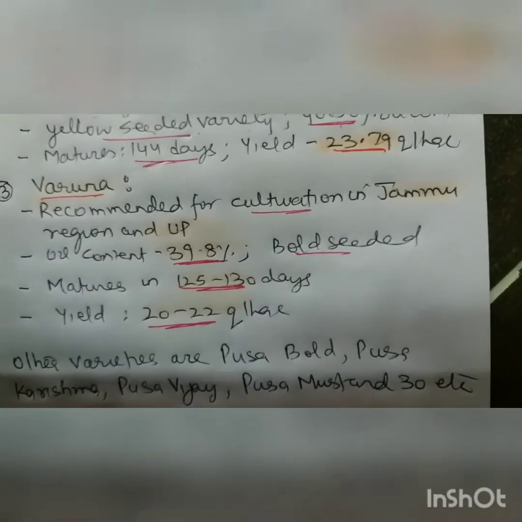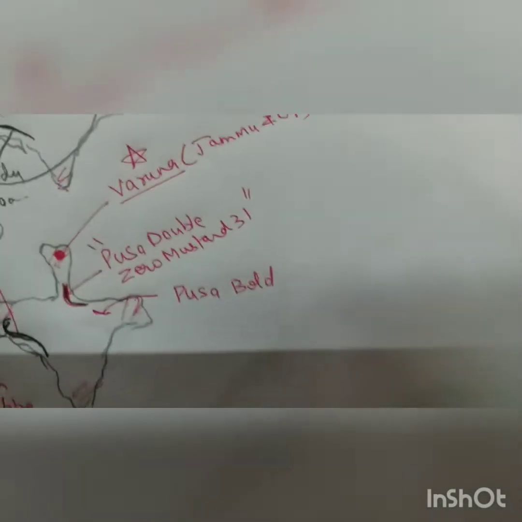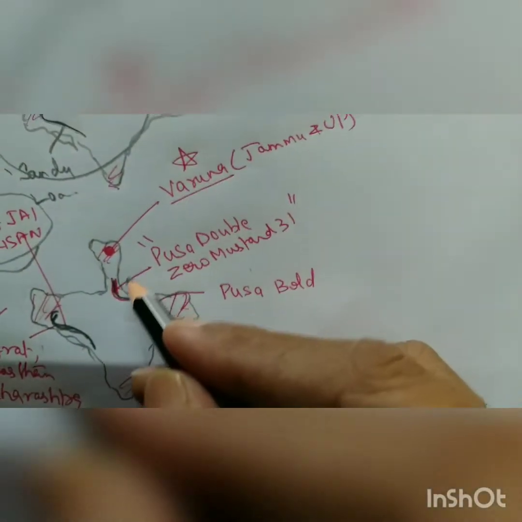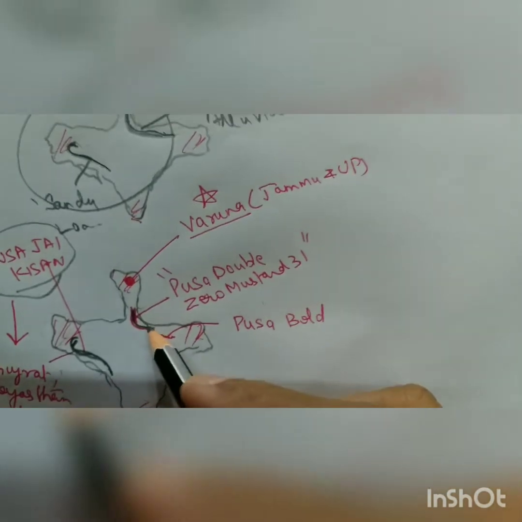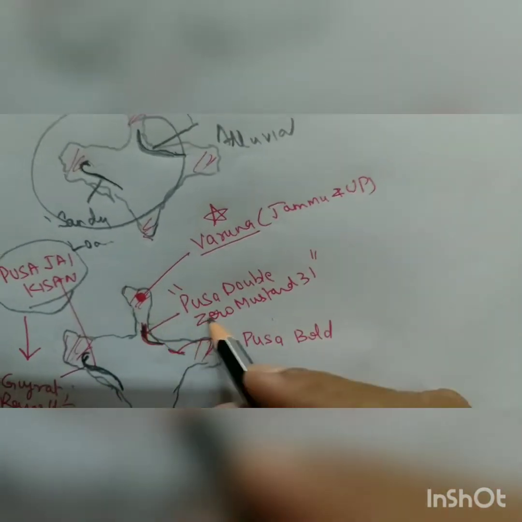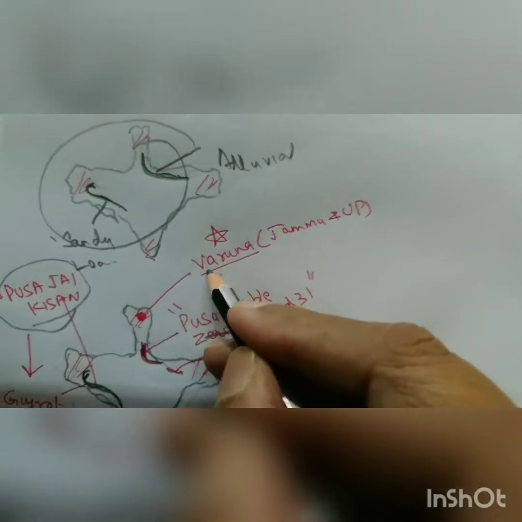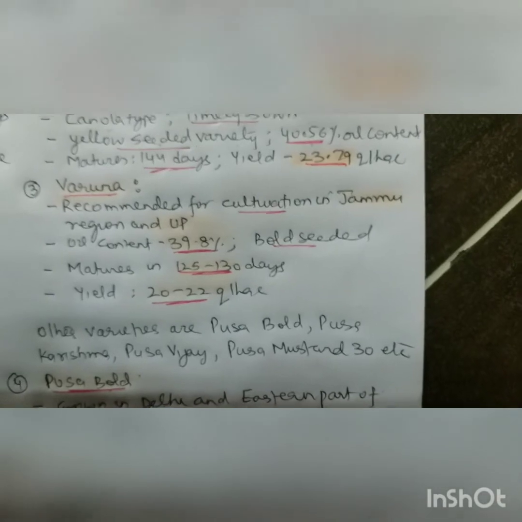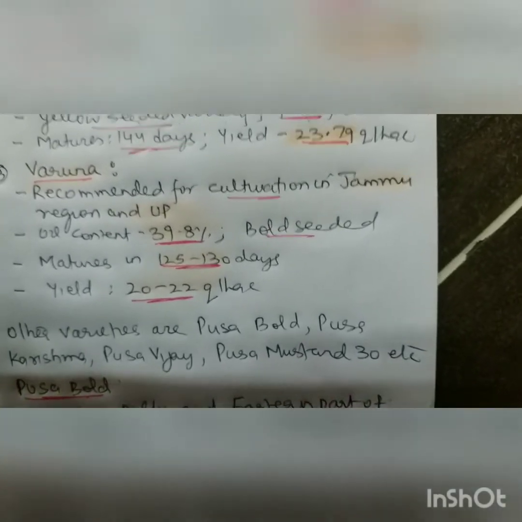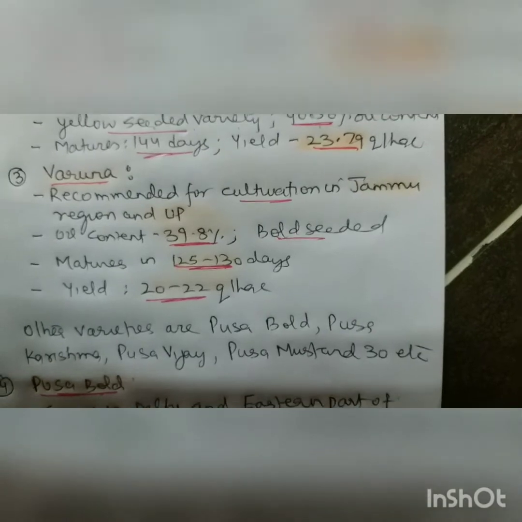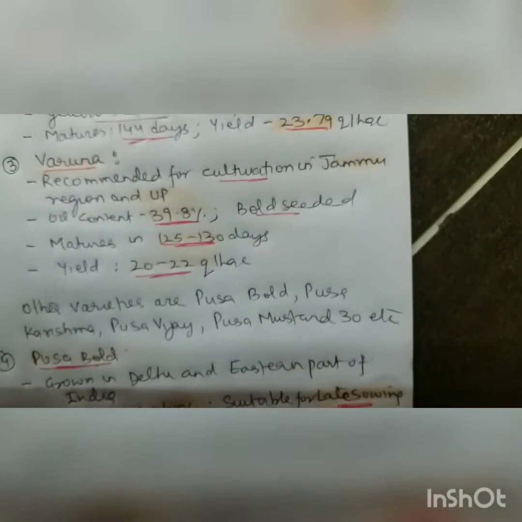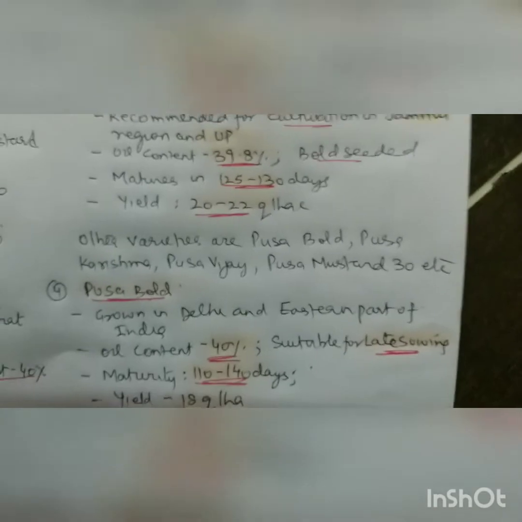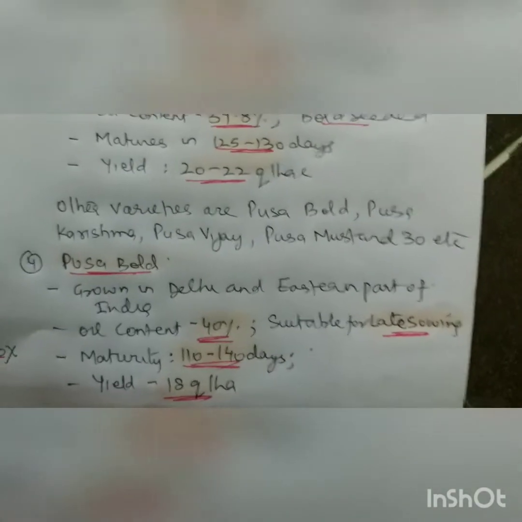Before going to Varuna, I will tell you where Pusa 00 mustard occurs. It occurs here, where the Ganga flows, right? Now Varuna I am taking. It is particularly in Jammu, this area, and in UP, this area, right? So Varuna is recommended for cultivation in Jammu region and Uttar Pradesh. Oil content is a bit less, 39.8. Bold seeded, 125 to 130 days maturity, and yield is 20-22. Yield is okay.